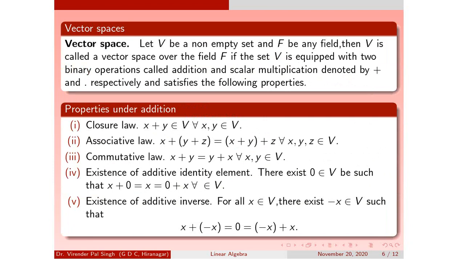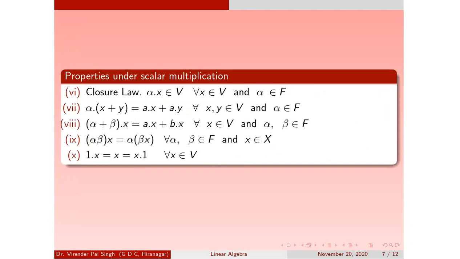Then the properties under scalar multiplication. And remember, it's not multiplication, it's scalar multiplication. We have to multiply it with a scalar because scalar comes from the field. First is the closure law: alpha into x belongs to V for every x in V, and alpha in the field. Similarly, alpha into (x plus y) is alpha x plus alpha y for every x, y in V, and alpha in F. (Alpha plus beta) into x is alpha x plus beta x for every x in V, and alpha, beta in F. (Alpha beta) into x is alpha into (beta x), and 1 dot x is equal to x dot 1.